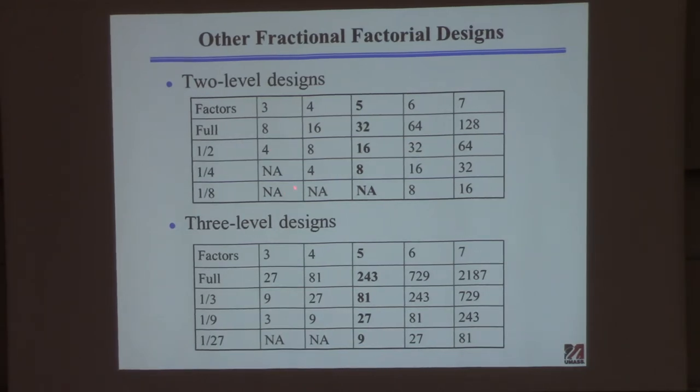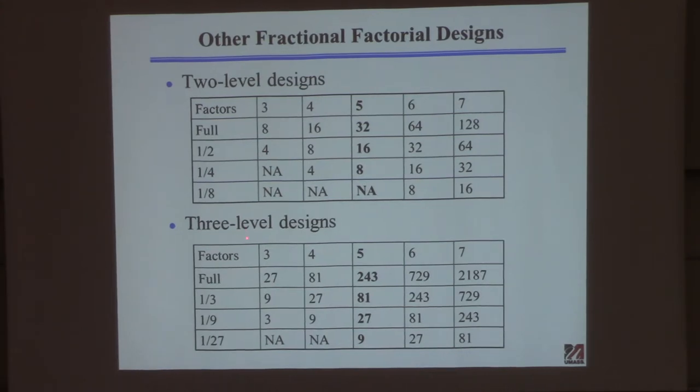Okay? So you see the minimum number of experiments for each of these is kind of shown. If you get less than this, you start getting information that is not useful. Okay? So like over here, if you have 5 factors, you can't learn anything from 4 experiments about 5 factors. Okay? So there's a limit to what you can do here.